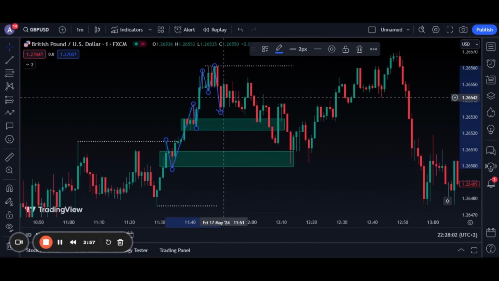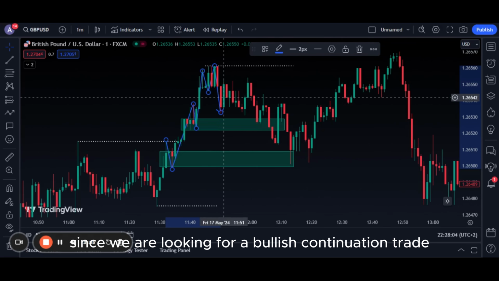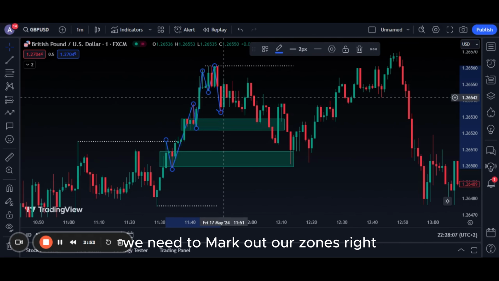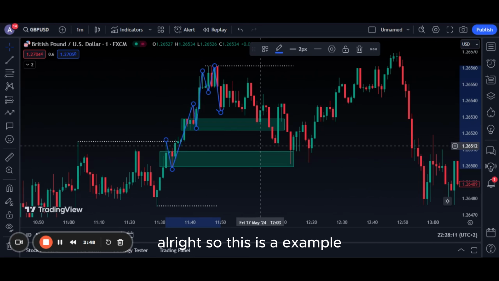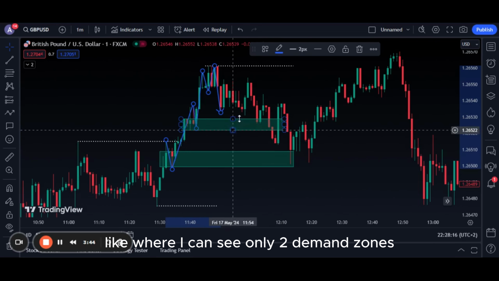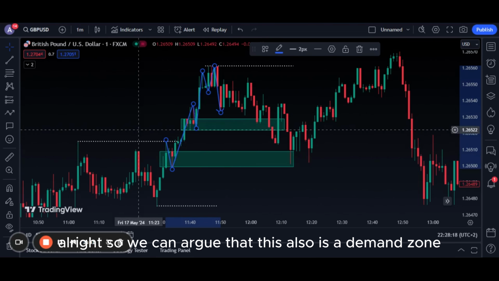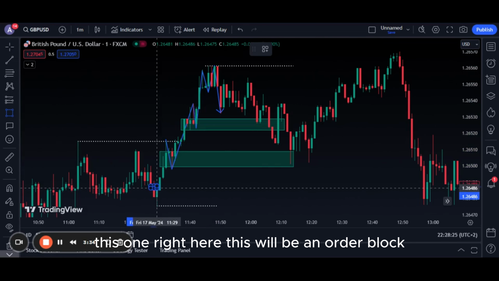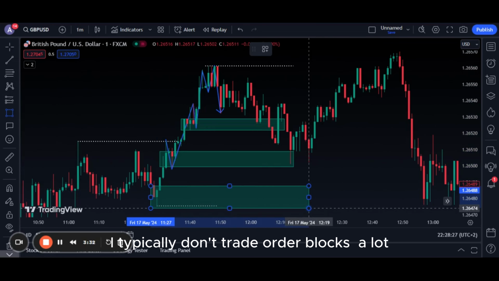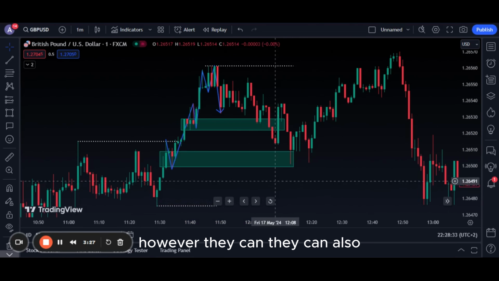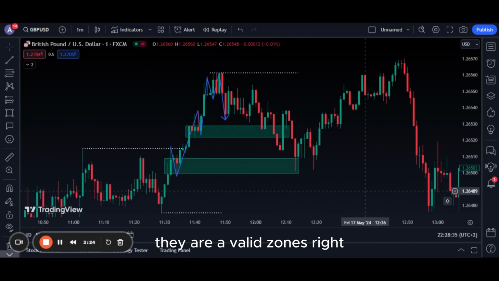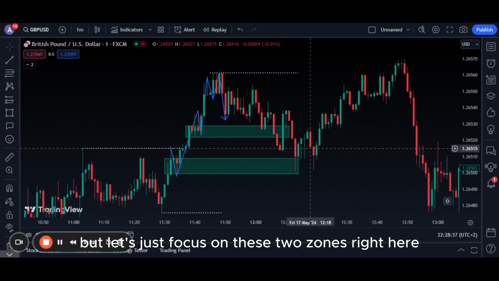Now, since we are looking for a bullish continuation trade, we need to mark out our zones, right? I've already marked them for you. All right. So this is an example where I could see only two demand zones. All right, so we can argue that this also is a demand zone. This one right here, this will be an order block. However, I typically don't trade order blocks a lot. However, they are valid zones, right? But let's just focus on these two zones right here.